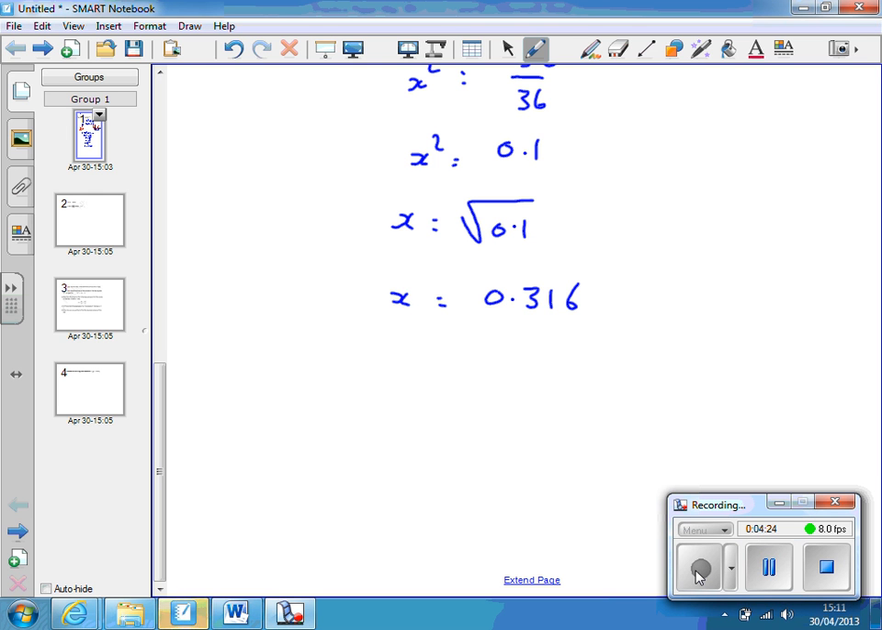But of course, that could be plus or minus. So whenever we do that, we could always get two values. It's either positive or negative 0.316. So there's two possibilities for x.